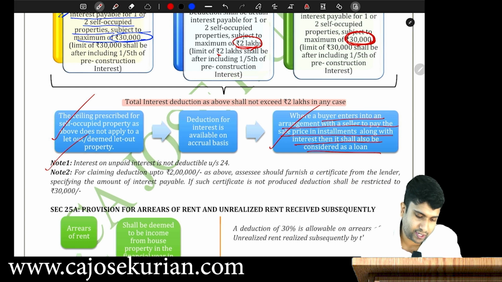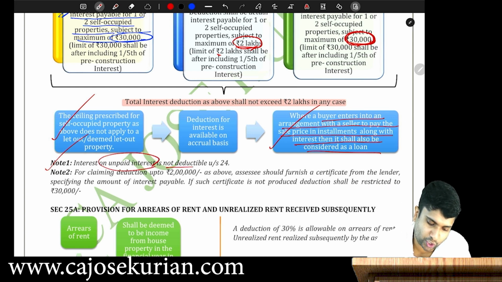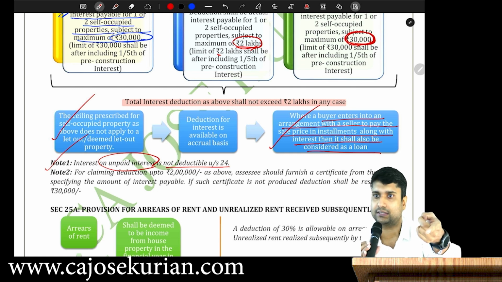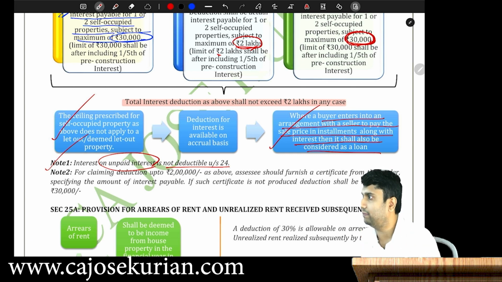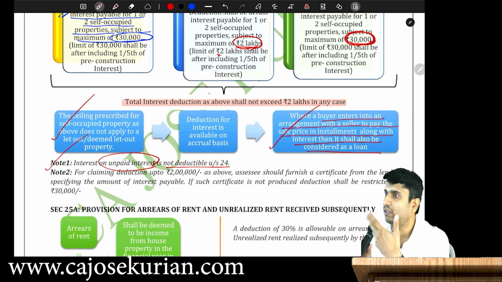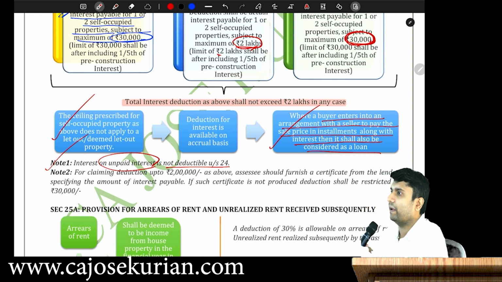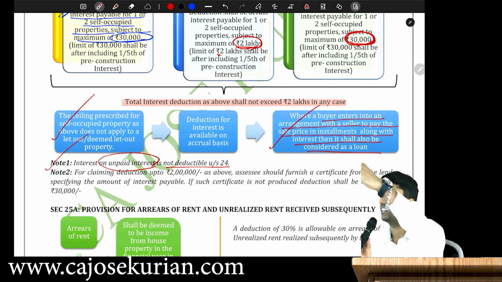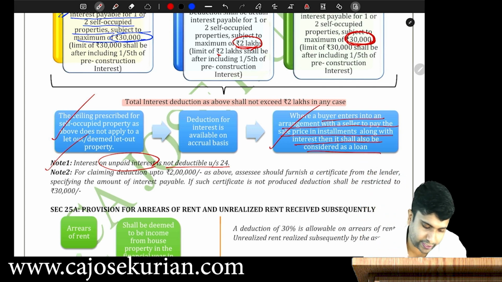Now, note number 1. Interest on unpaid interest is not deductible under section 24. We call it penal interest. Have you heard about penal interest? There is some overdue and the bank is charging interest on interest. Not deductible. You cannot claim that as a deduction. Normally we say penal interest. You haven't paid the EMI on time, there will be interest on interest. That you cannot claim as a deduction under 24.